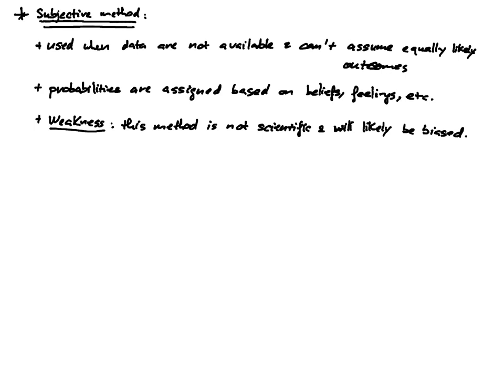So the main method of assigning probability that we will care about in the course is the first one, which is the classical method. Okay. So in this video, we talked about the three methods of assigning probabilities: the classical method, the relative frequency method, and the subjective method. And we discussed the weaknesses of the latter two, and so the focus of this course is going to be on the first one.